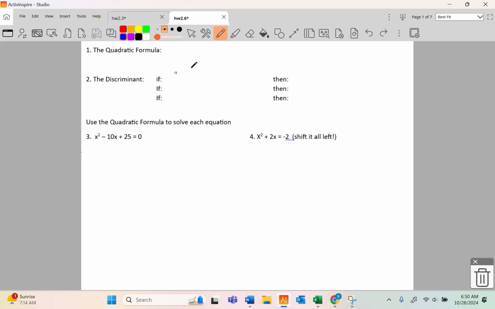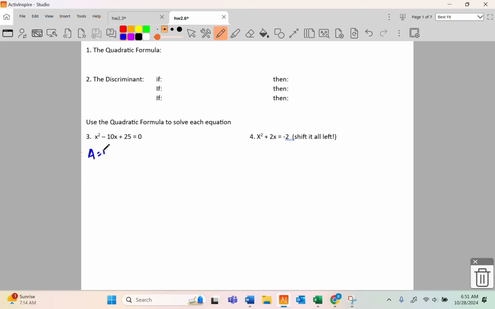If you want 1 and 2, you can get those straight out of your notes. All right, so I'm only going to do one more of these. Number 3 would actually factor. It's going to be x minus 5 written twice. That's a perfect square, but anyways, you're supposed to use a QF. Let's see what happens if we do it. Anyways, I know it factors.